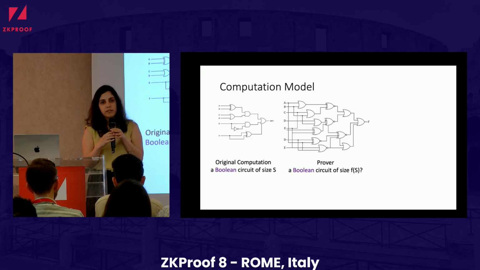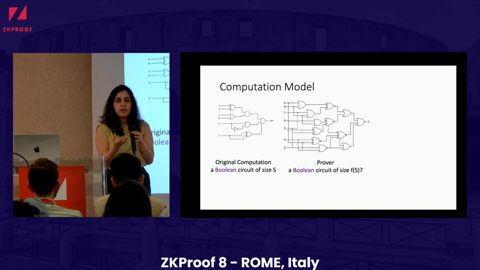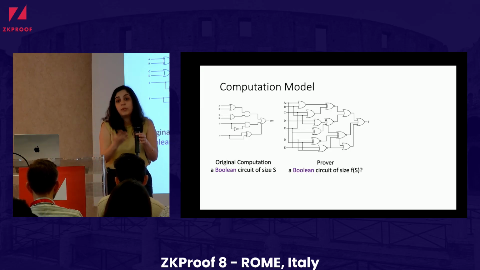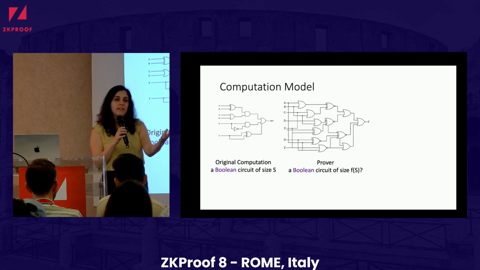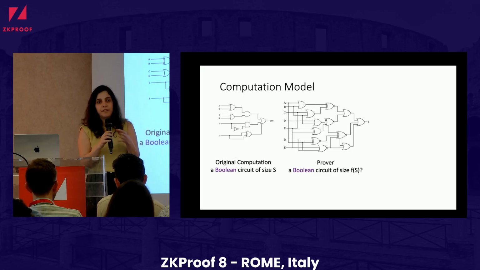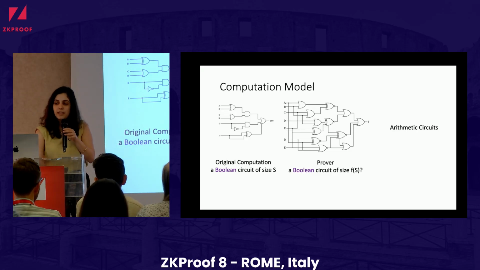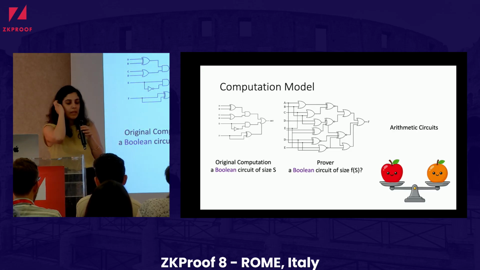Now, why Boolean circuits? For a couple of reasons. First of all, some computations just come as a Boolean circuit themselves, for example hashing. And for that, we also want our prover to be a Boolean circuit so that we're not comparing two different things. We want them both to be Boolean circuits.